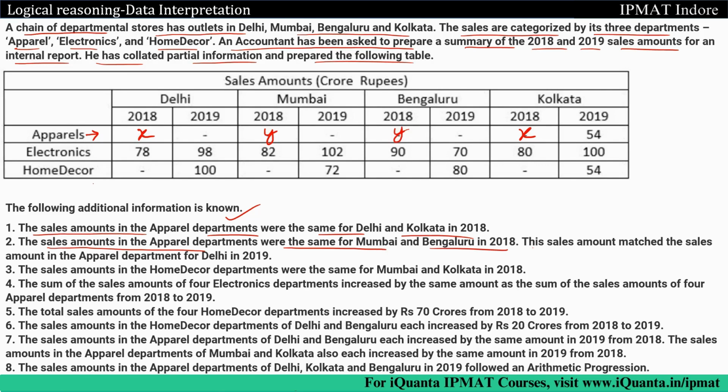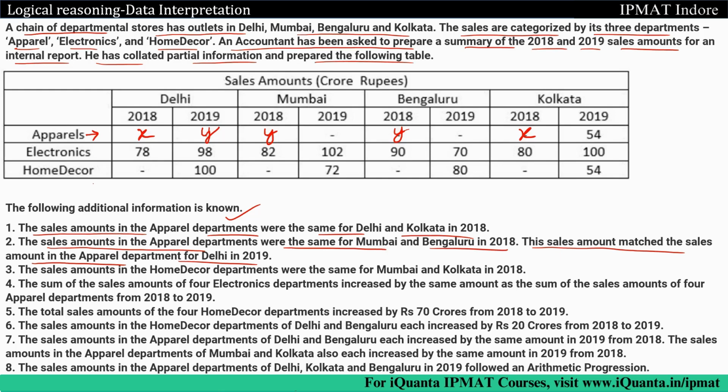Reading further, this sales amount matched the sales amount in the apparel department for Delhi in 2019. So apparel department, Delhi 2019, this is also the same. That means this will also be equal to Y, right? I hope this much is understood. This was simple clue putting.